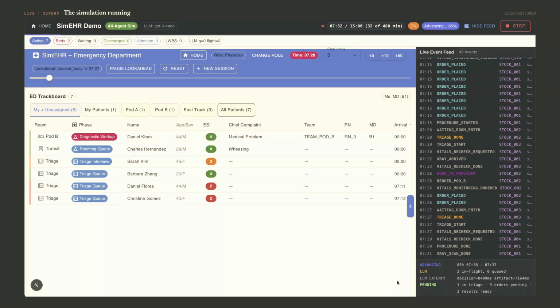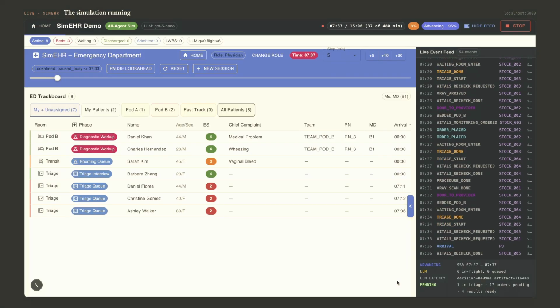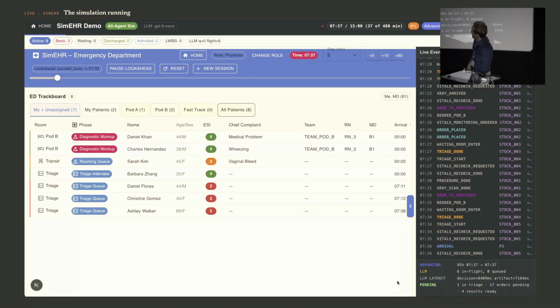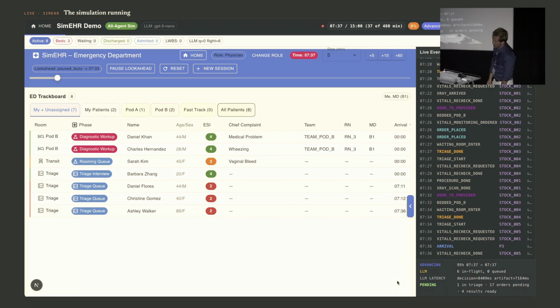The time up at the top, you see it starts at 7 o'clock in the morning because it's a typical start to an ED shift. So now it's 7:28. Vital checks are being redone, procedures are being ordered for some patients, and you can see there are 6 LLMs or agents in flight at this point, and then there will be some holdup as they're making decisions within the overall process.